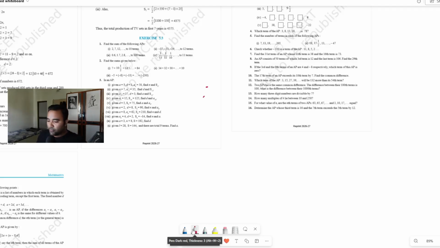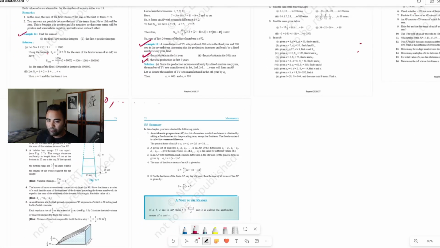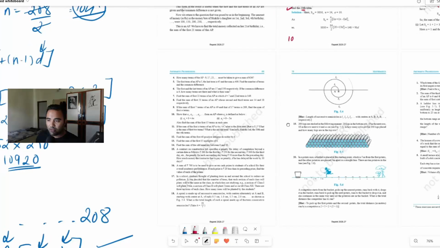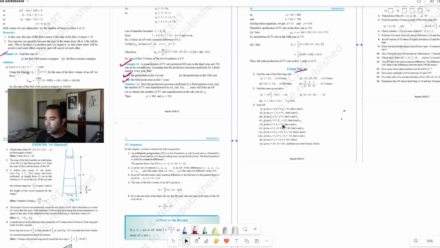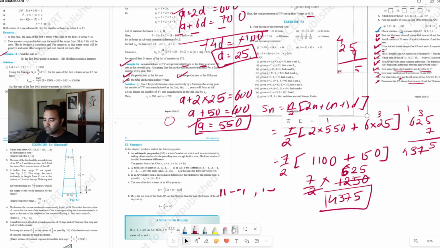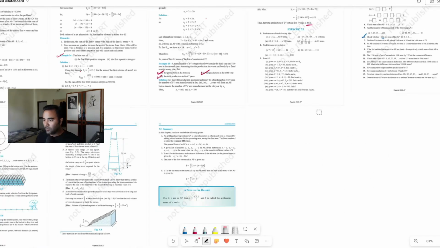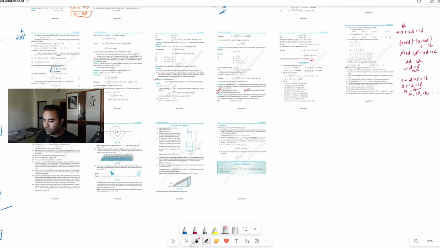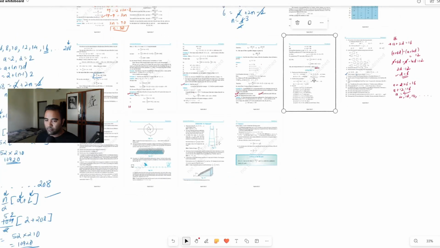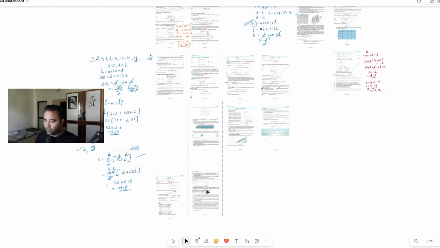So here we are in exercise 5.3. This is what I'm going to solve. So let me just do one thing. We'll take it in the side. This and this. Let us zoom out a bit. This is here. This is here.